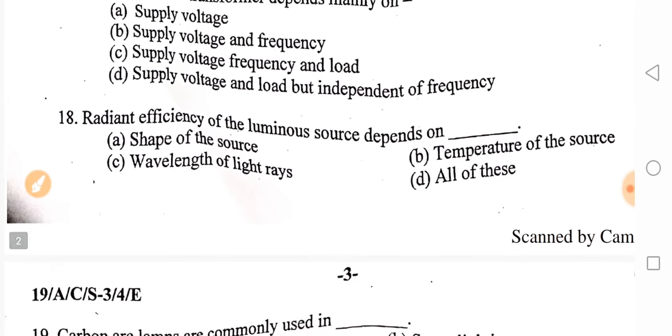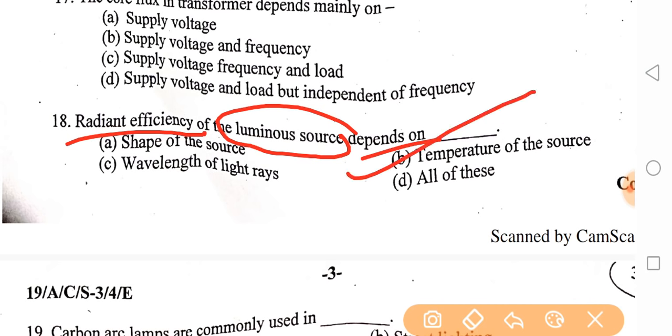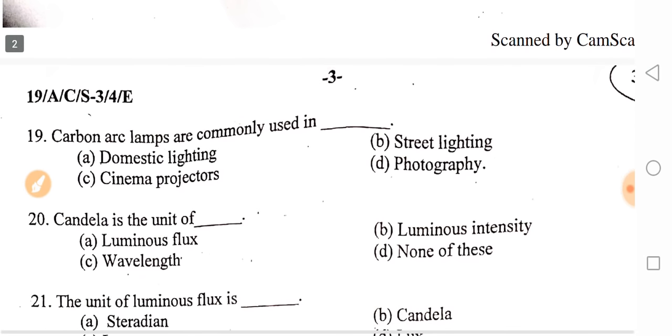Next question is 18. Radiation efficiency of the luminous source depends on what? So the right answer is B, temperature of the source. As the temperature is increased, the radiation by a luminous source also increases, or vice versa. So the right answer is B, temperature of the source.